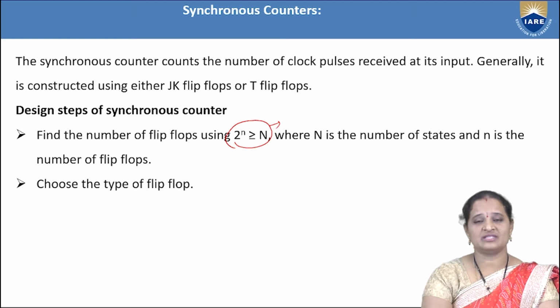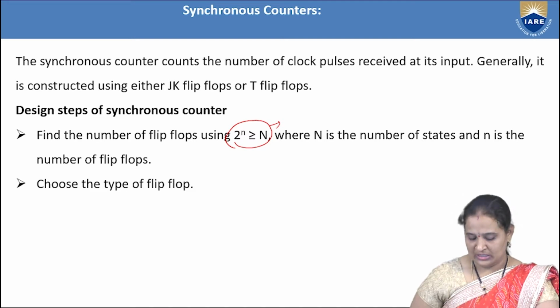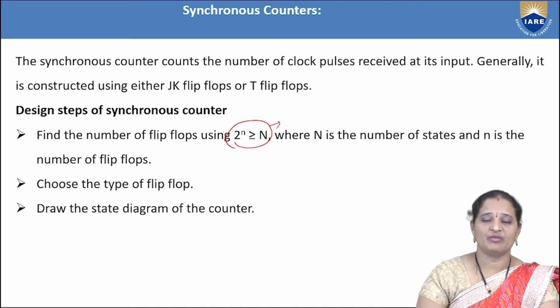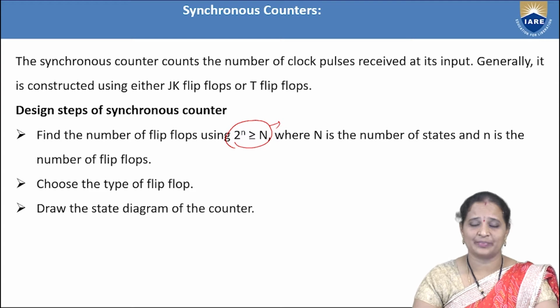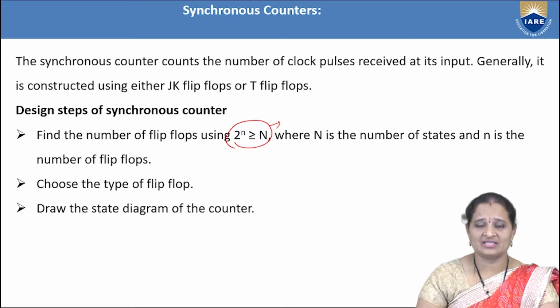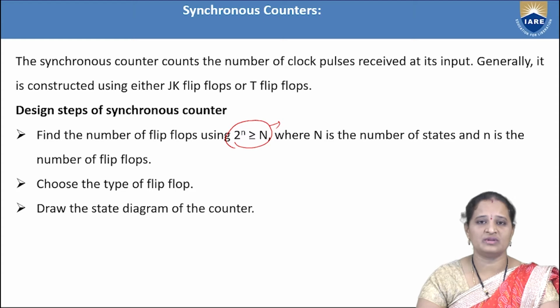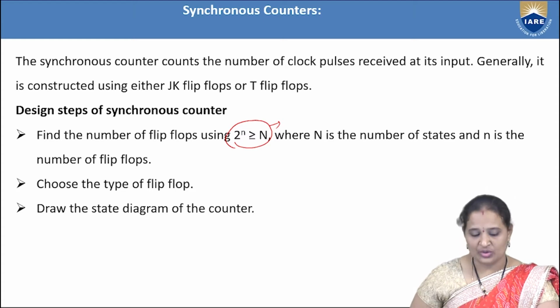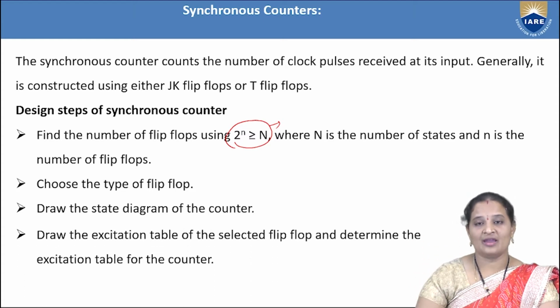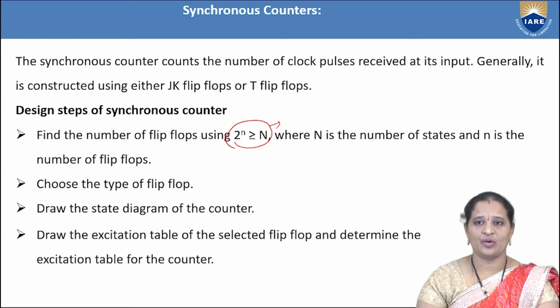After deciding the number of flip-flops required, we need to choose the type of flip-flop we are using. After choosing the type of flip-flop, we need to draw the state diagram. What do you mean by state diagram? A state diagram is a diagrammatic representation of the states that a counter can undergo for each and every clock pulse applied. So draw the state diagram, after we have chosen the flip-flop.